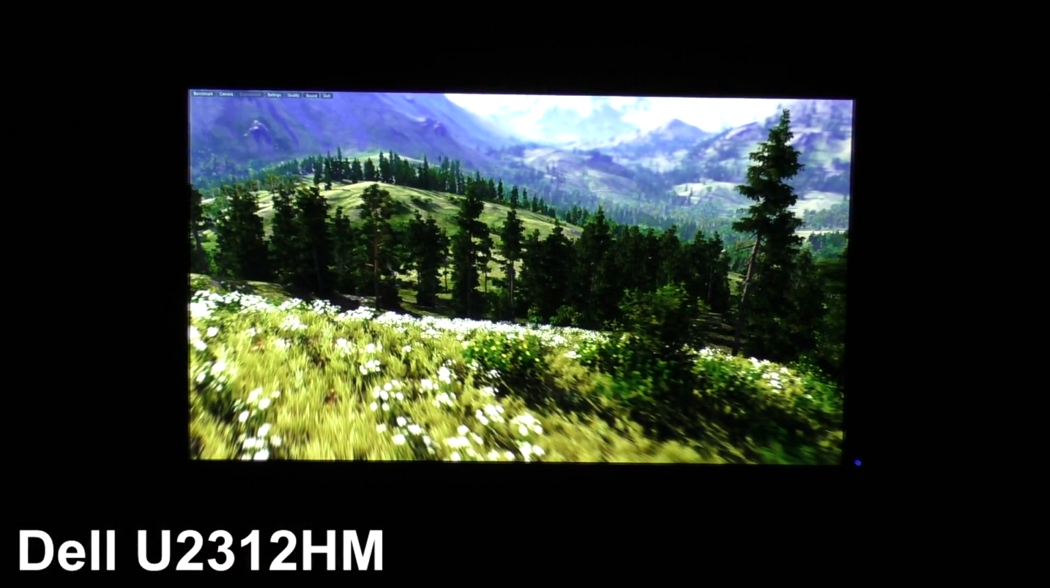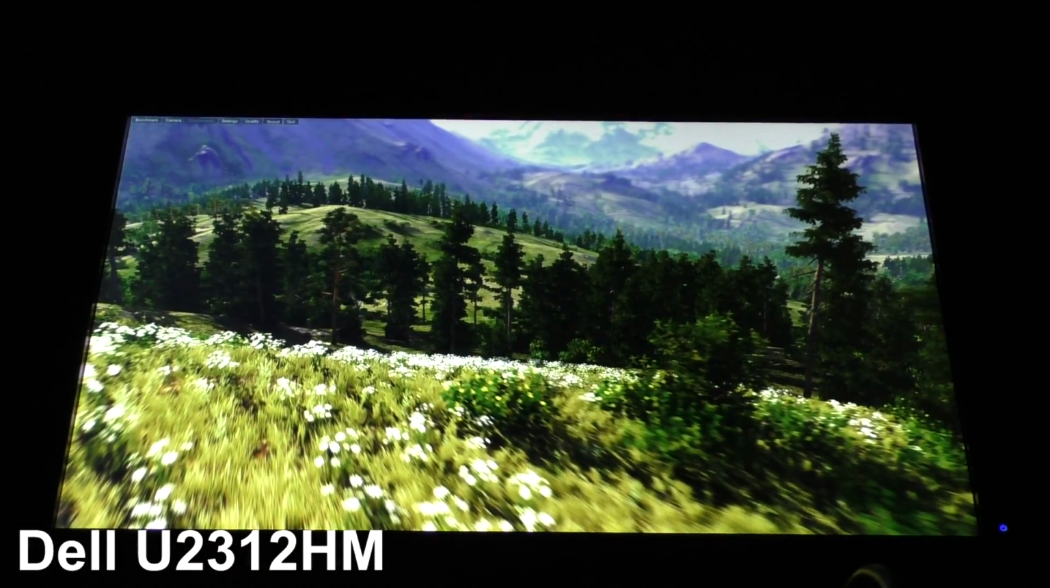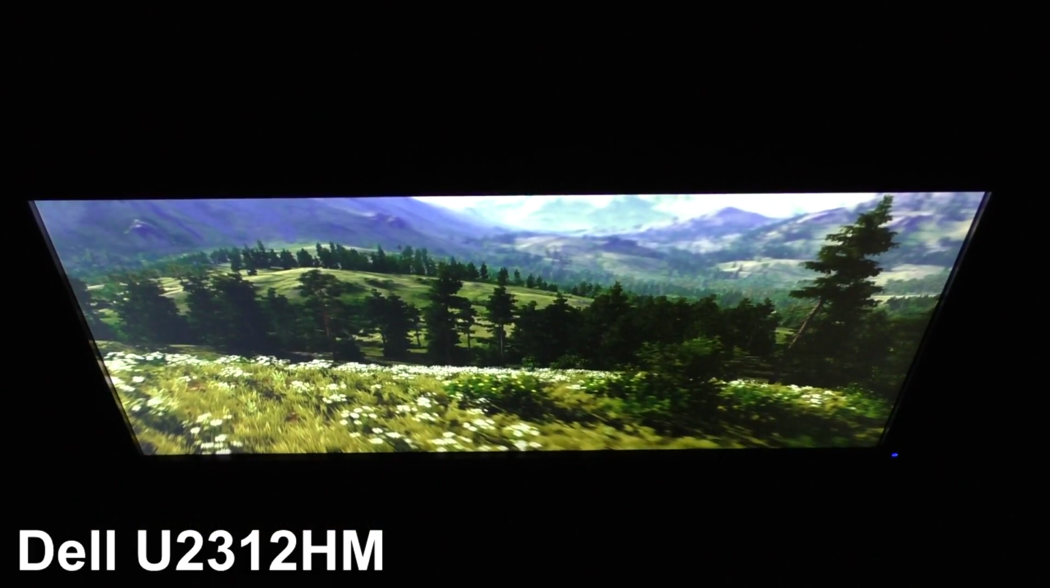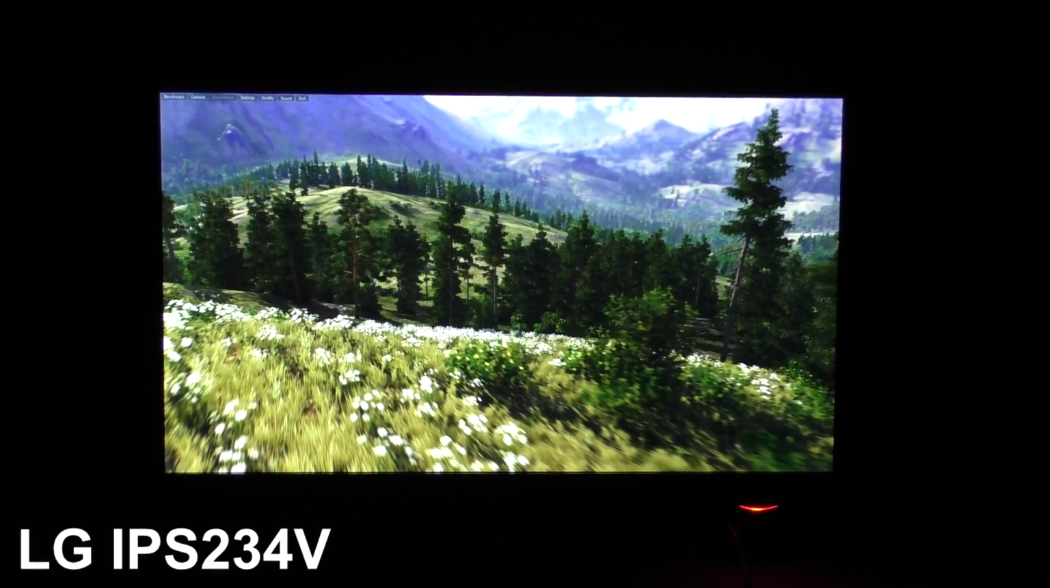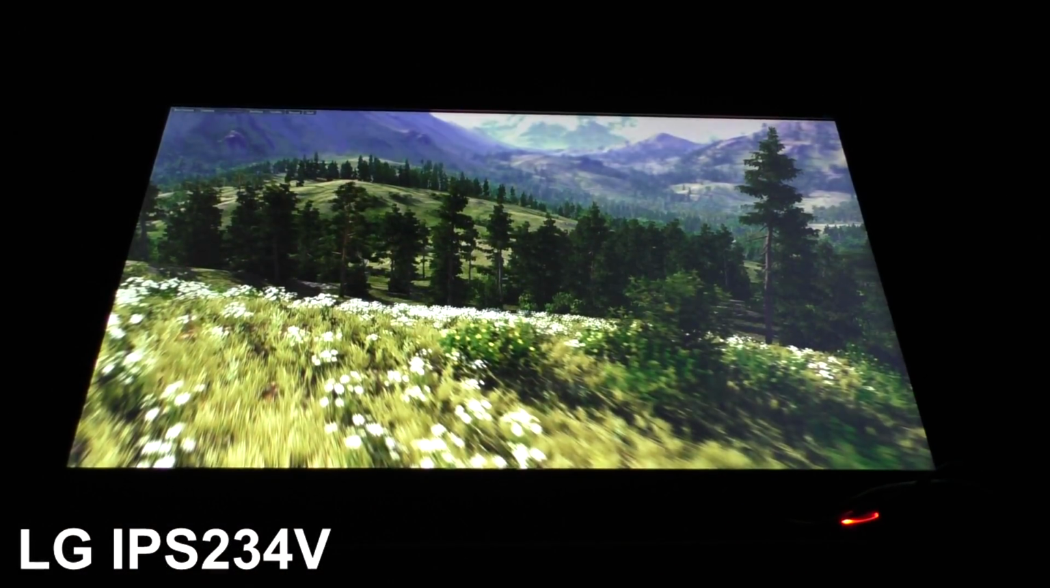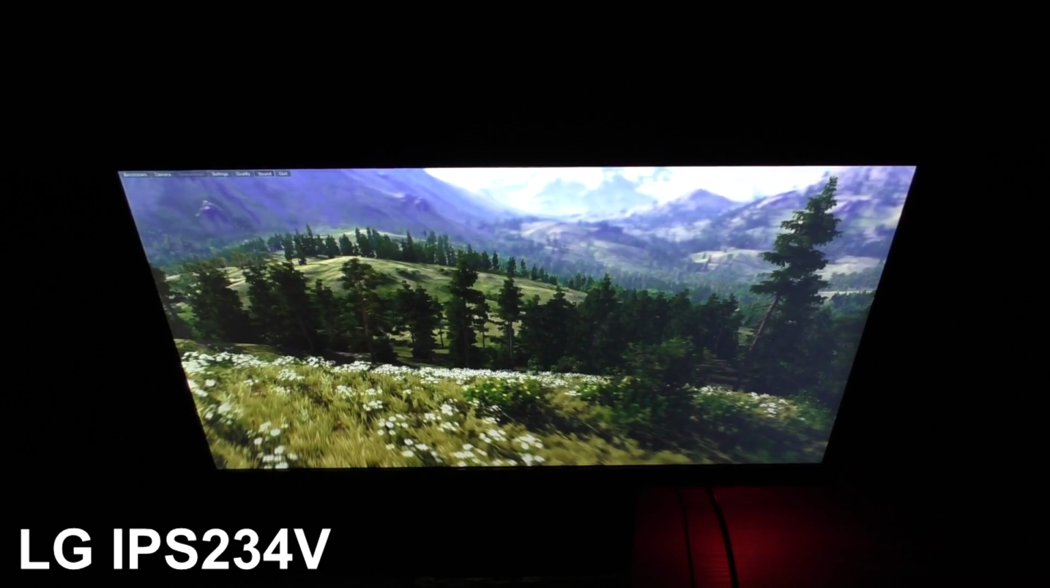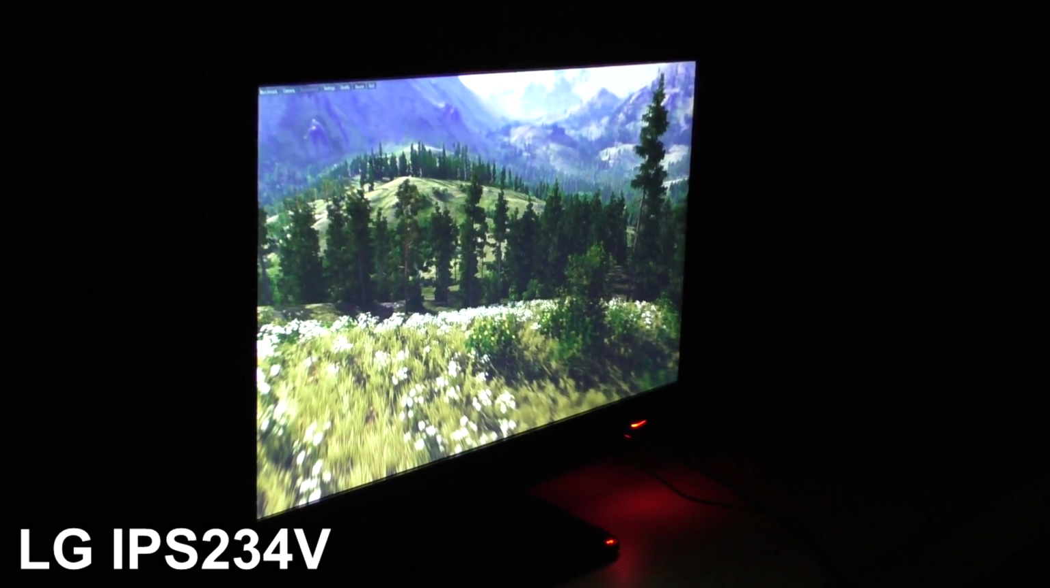The more affordable Dell U2312HM performs well too, and guess what? The viewing angles appear to be just as good as the ones on the two premium Azo screens. The last one, the most affordable one, the LG IPS 234V, also doesn't fall behind and keeps up fantastically.